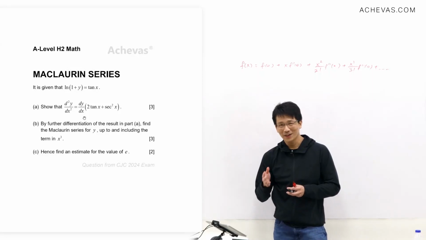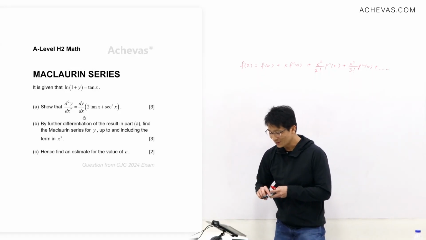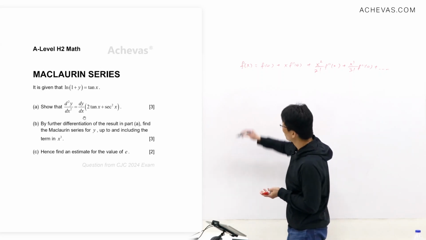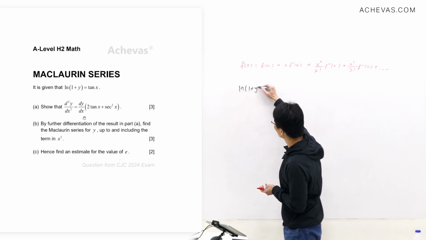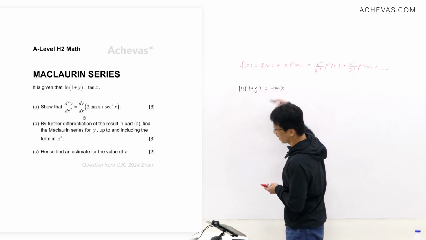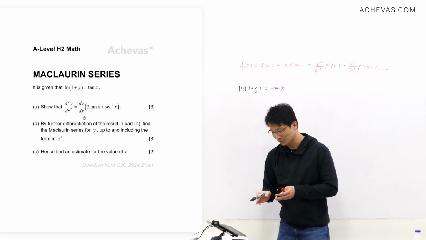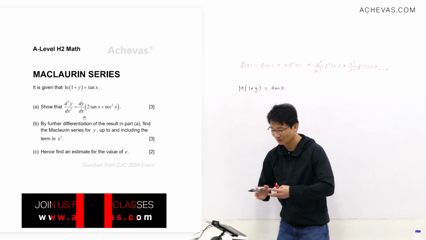Hi everyone, so today let's take a look at a question on Maclaurin series. You are given the equation ln(1 + y) = tan x. And part A of the question, you are supposed to show that particular expression.